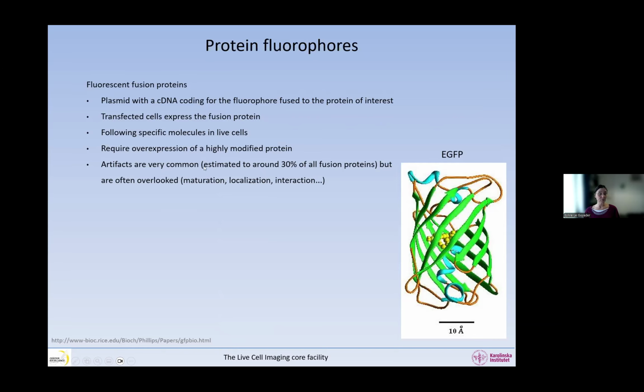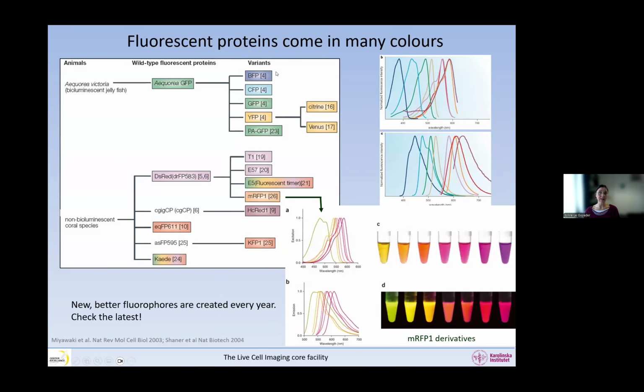So we can have problems with the maturation of the protein, for example, how it folds. We can have problems with localization. We have problems with interaction. It is very important when you make a fusion of protein to be sure that you are testing different fusions and you compare with the way the protein normally behaves and where it is located, to detect these artifacts.